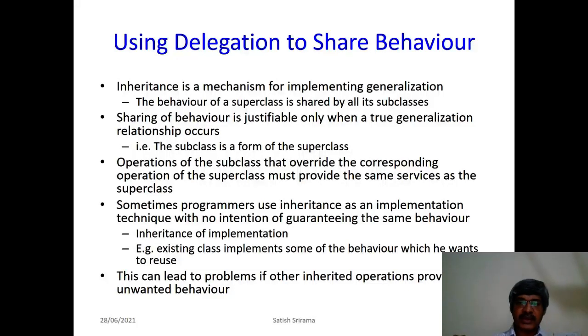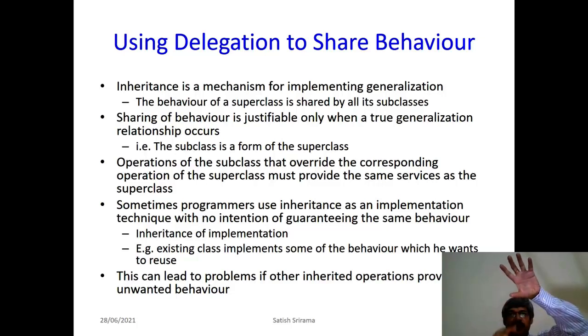And sharing of the behavior is justifiable only when a true generalization relationship occurs between the subclass and superclass. Okay, so the subclass is a form of the superclass. What does it really mean? Operations of the subclass that override the corresponding operation of the superclass must provide the same service as the superclass. If the superclass is providing some sort of service, the subclass should also provide the same service.